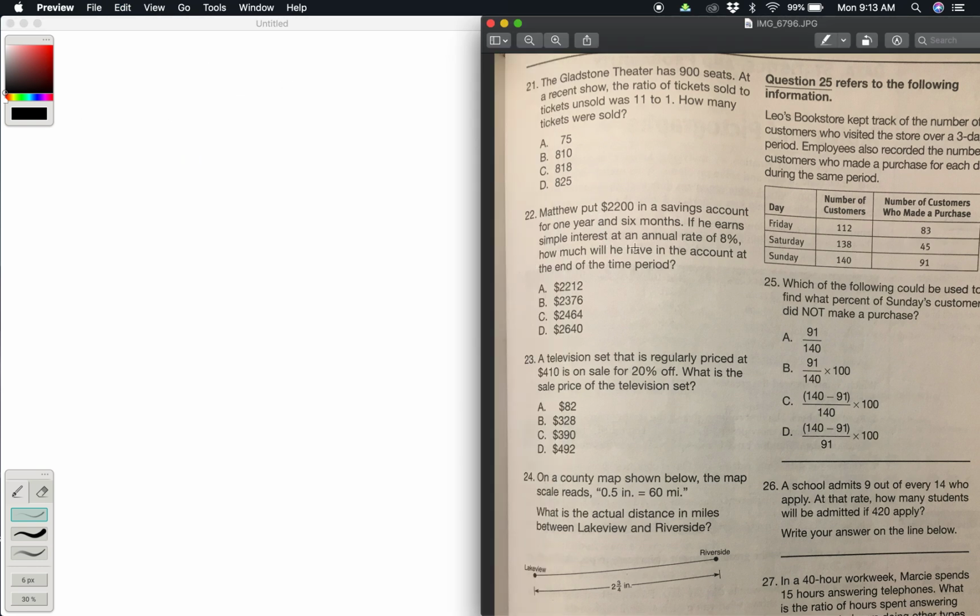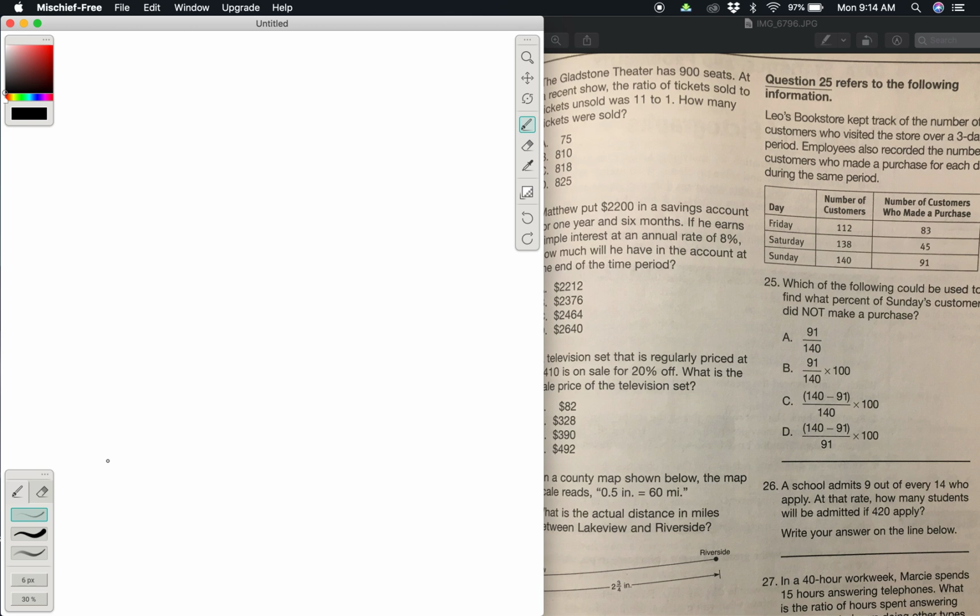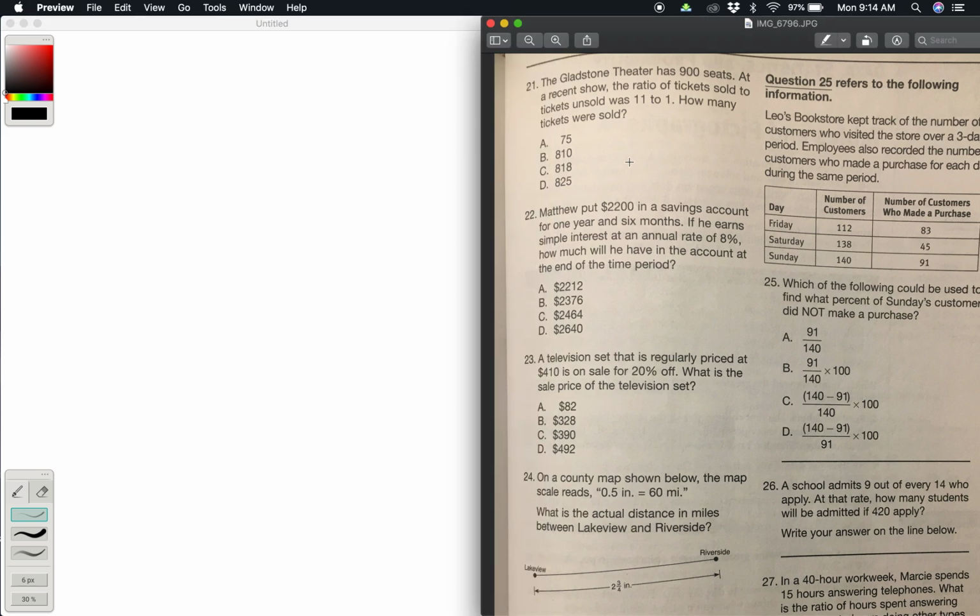Alright, Matthew put 2,200 in a savings account for 1 year and 6 months. If he earns simple interest at an annual rate of 8%, how much will he have in the account at the end of the period? If we can remember, simple interest is principal times rate times time. So let's do that. The principal is 2,200.